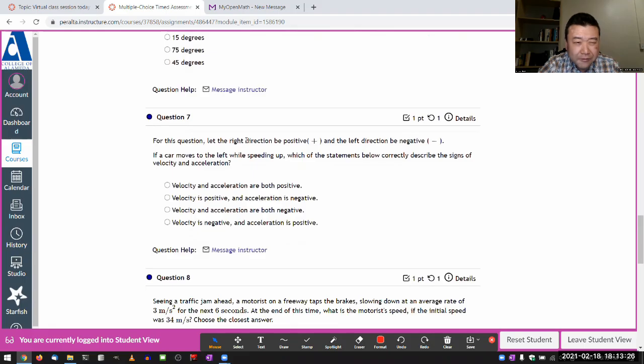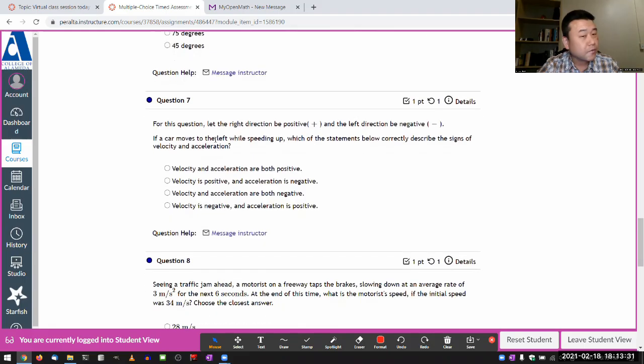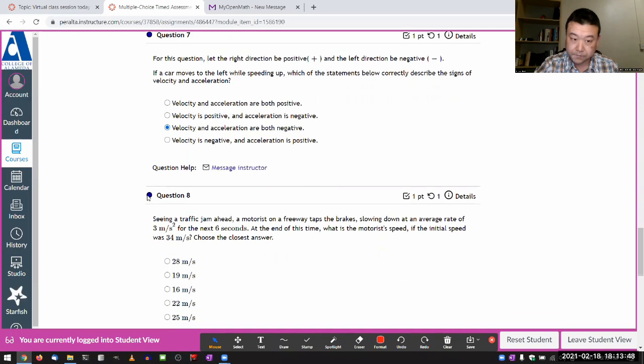Okay, for this question, let right be positive, left be negative. Car moves to the left, okay, negative velocity, while speeding up. Now, this is the tricky part, because if it's speeding up while it's moving to the left, then acceleration is pointed to the left. So acceleration is also negative. So velocity and acceleration are both negative.